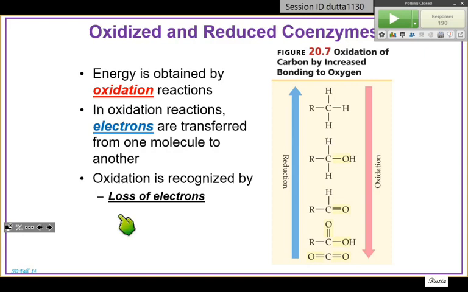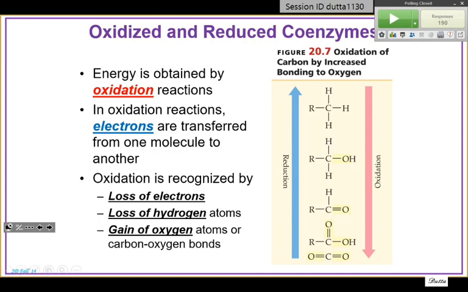So, loss of electron means loss of hydrogen. Always hydrogen follows electron in biochemistry. Gain of oxygen also means loss of electron.